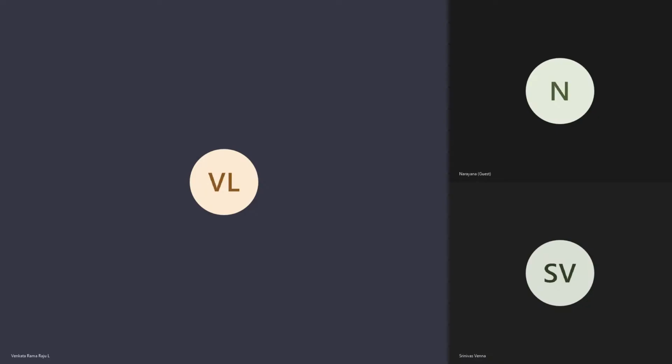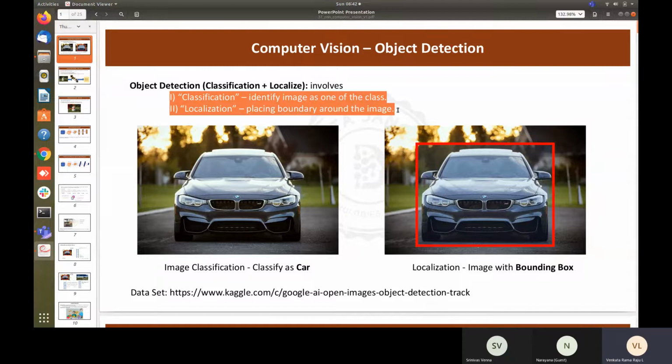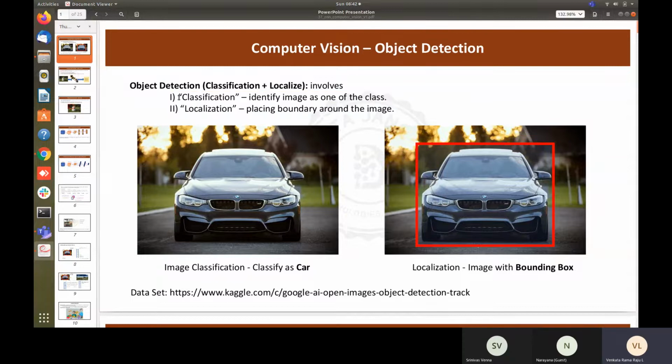So object detection means classification and localization. Actually, we are doing two tasks here in one go. The classification means whether it is a car or a bike or a person, we need to classify. Then where exactly it is present, we need to identify. We say this as bounding box.